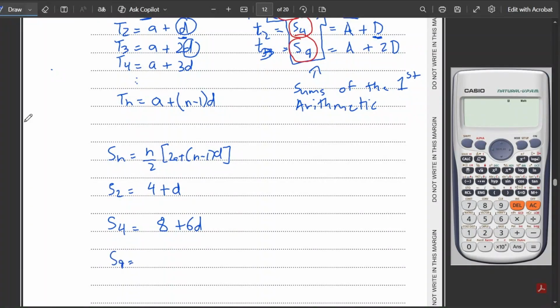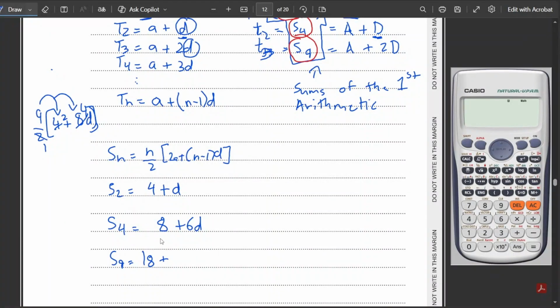Now, what is S9? Let's try and find that out. So again, I have n, which is 9, so it's going to be 9 over 2 times 2 times 2 is 4, plus 9 minus 1 is 8, so it's going to be 8d over here. Now let's multiply this number inside of the brackets. So over here, this is going to be 2 times 1 is 2, 2 times 2 is 4, and what's 9 times 2? 9 times 2 is 18, and then I have plus 2 times 1 is 2, 2 times 4 is 8. What's 9 times 4?